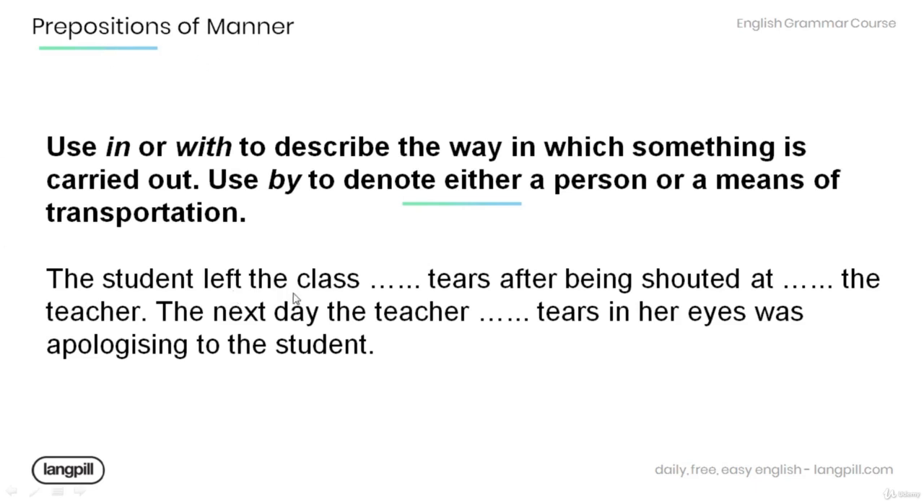The student left the class, blank tears after being shouted at. The next day, the teacher, blank tears in her eyes, was apologizing to the student. The student left the class in tears after being shouted at by the teacher. The next day, the teacher, with tears in her eyes, was apologizing to the student.